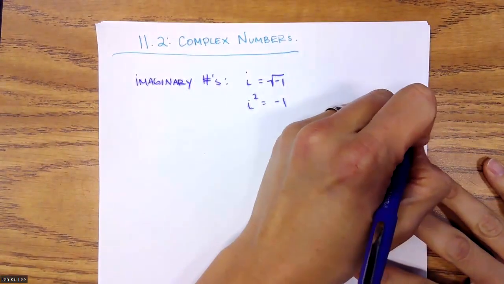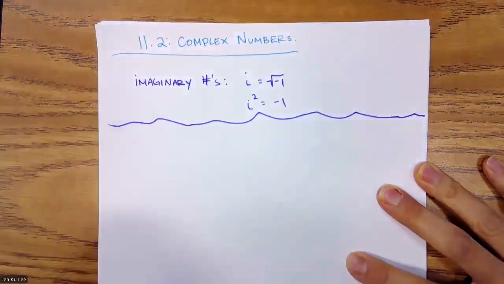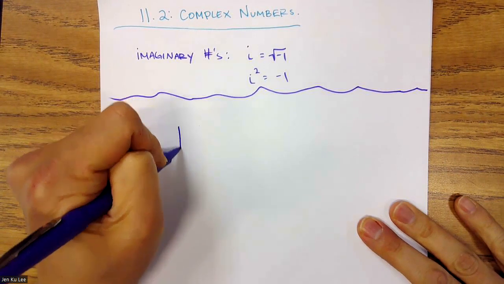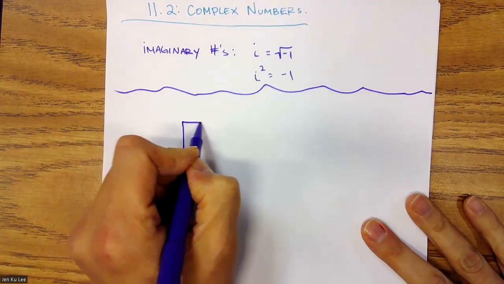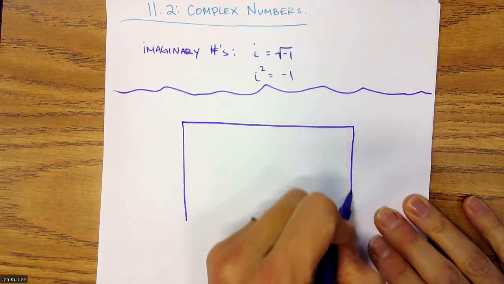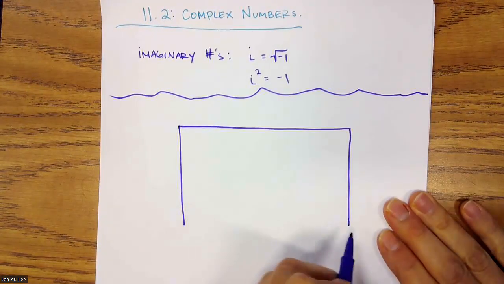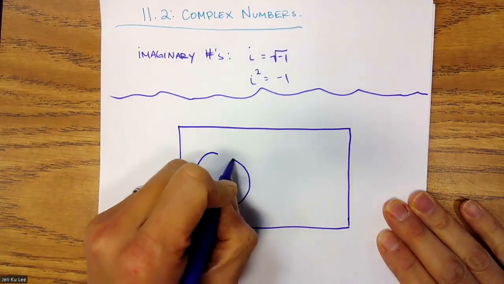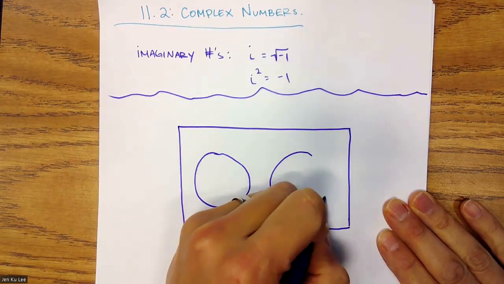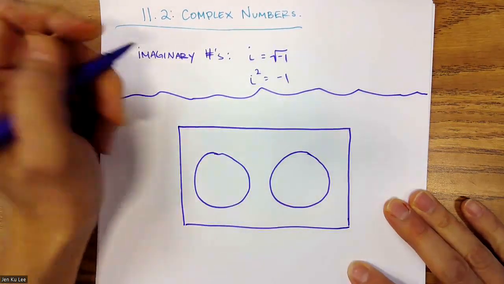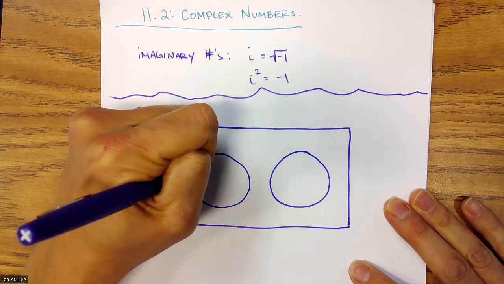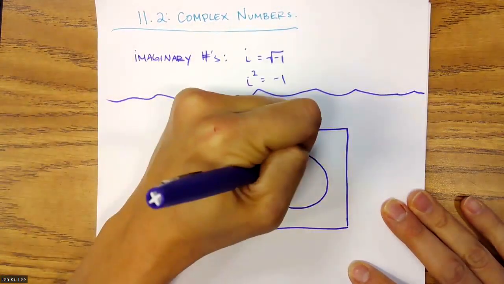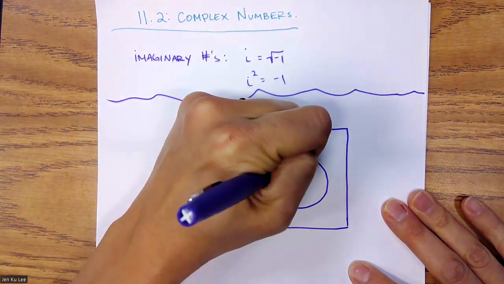Okay, so what a complex number is, what I'm going to do is make a little Venn diagram here. There's two circles, and one of the circles is filled with real numbers, and the other circle is filled with imaginary numbers.